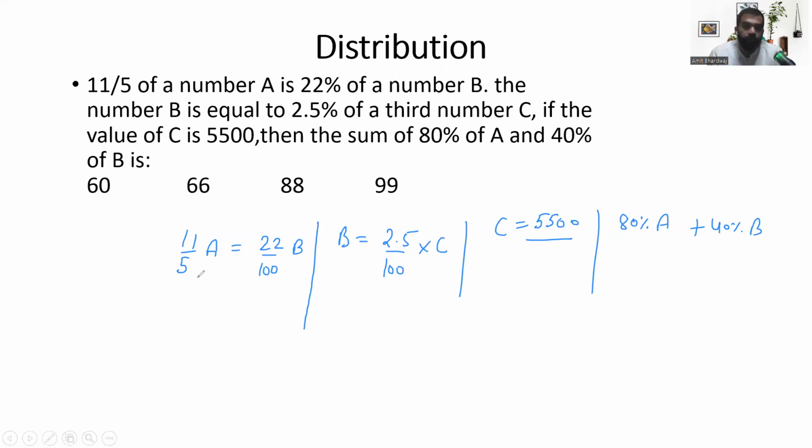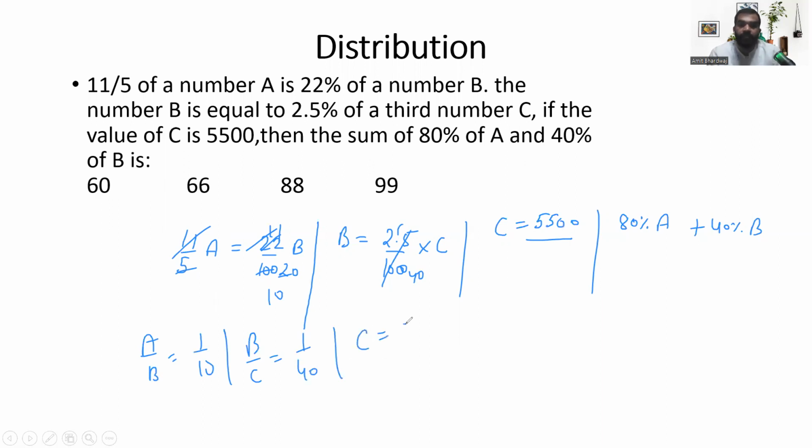Okay, what can we do? We can easily say this is 5 into 2, 0. Right? 11 by 10, right? We can say A by B is 1 by 10. Why? Because 11, 11 also cancel. 1 by 10. And 25, 400 and 0. Okay, so B by C is 1 by 40. Okay, and C is 5500.